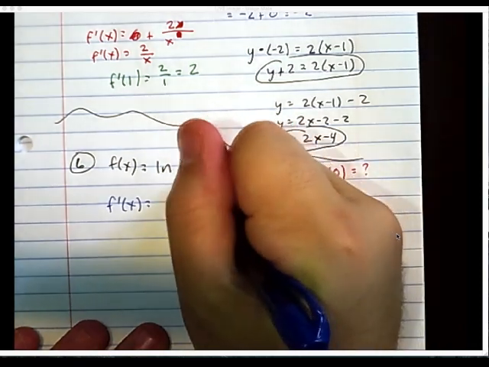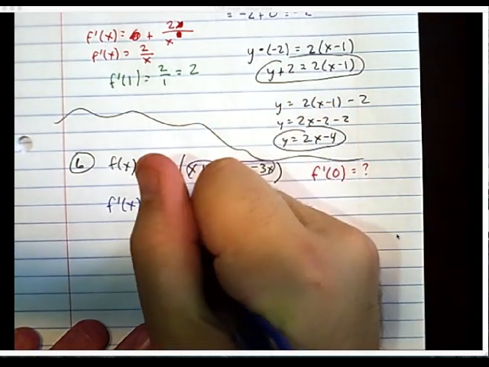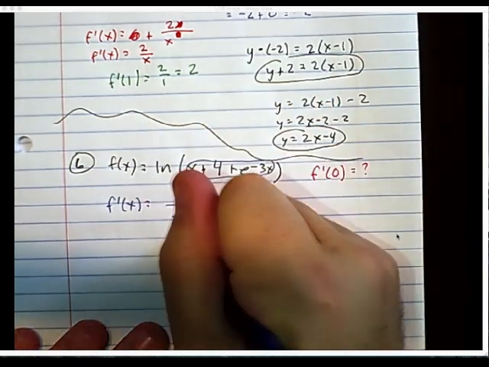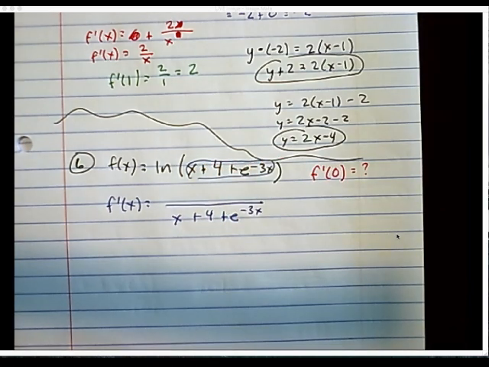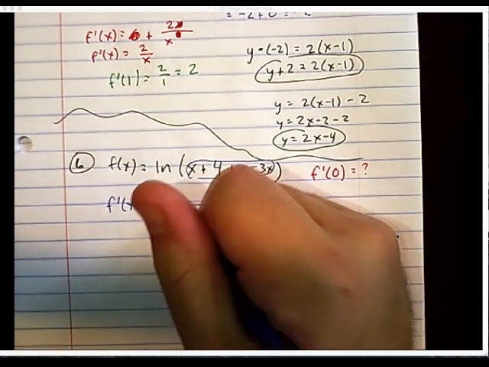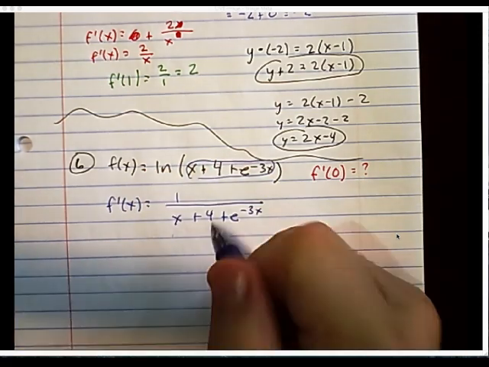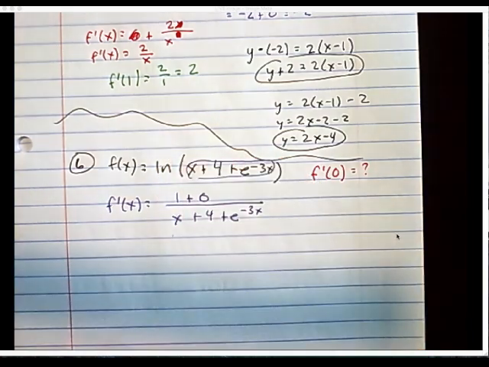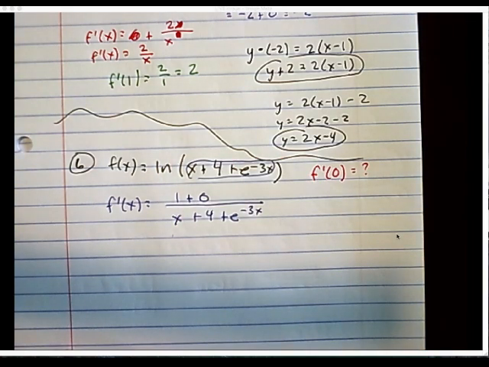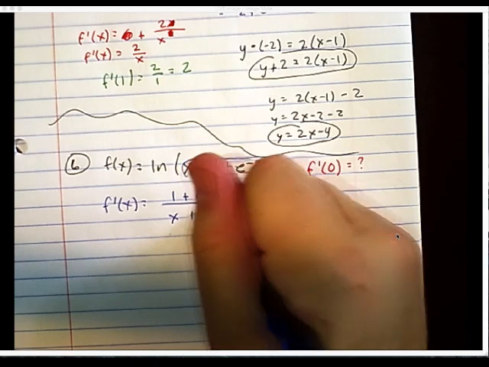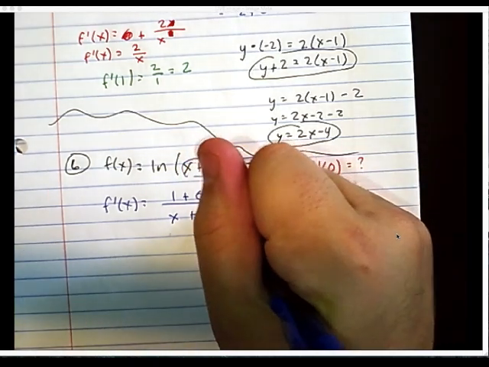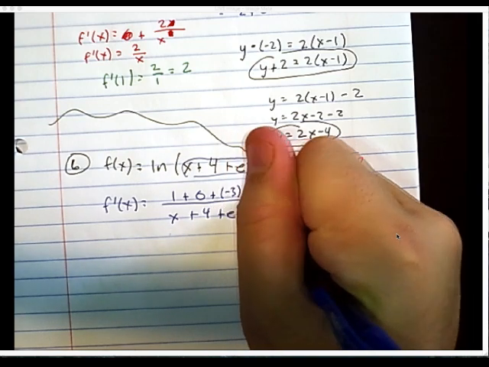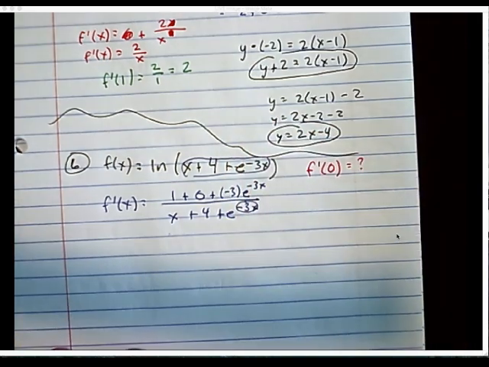Okay. So here's the inside. That's what's going to go in the denominator: x plus 4 plus e to the -3x. And what we put in the numerator is the derivative of that. So derivative of x is just 1. Derivative of that constant is 0. The derivative of this term would be the derivative of that, which is -3, times the whole thing again, e to the -3x.